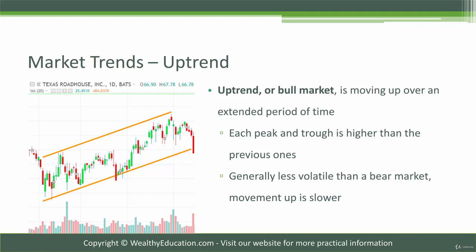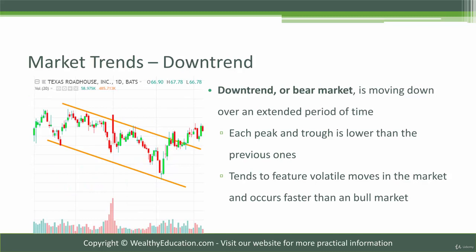It's not always the case, but usually. And the movement in a bull market is usually slower when compared to a bear market. A downtrend or bear market is when a market moves down over an extended period of time. In this case, each peak and trough is lower than the previous one. Bear markets tend to be more volatile than bull markets, and they also tend to happen more quickly than a bull market. And we'll see that in a couple of charts that we'll look at in just a minute.